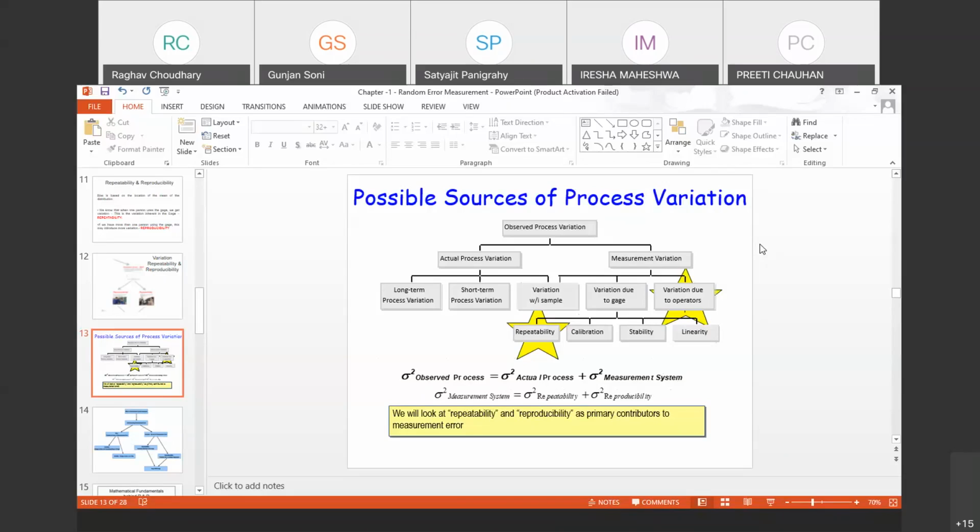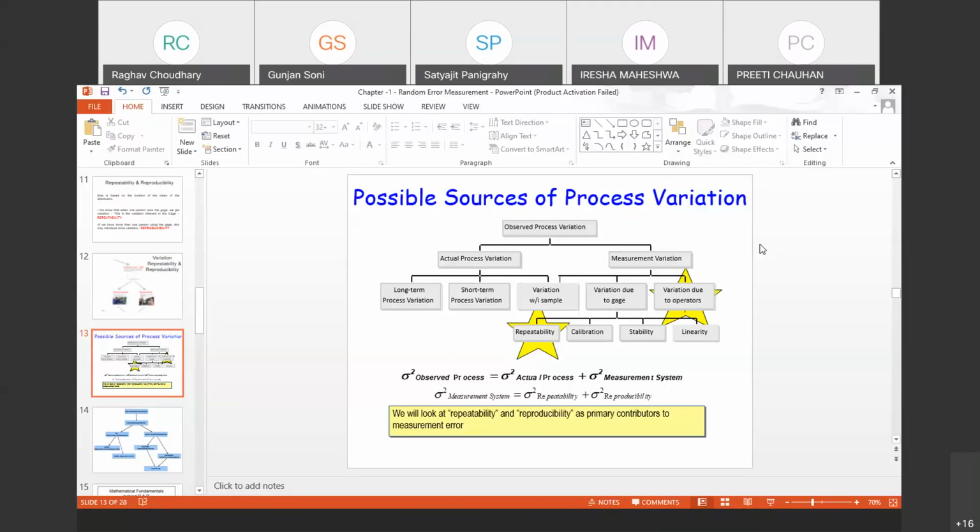Now this actual process variation could be of three types: long-term process variation, short-term process variation, and variation within the sample. Long-term process variation means that the machine is worn out, the tools of the machine are worn out, and they need replacement, and this is generally expensive. Short-term process variation could be because of some special causes like fluctuation in the voltage, or one day the worker was not there, so some other worker was deployed in place of him to produce the part. That could be part of your short-term process variation.